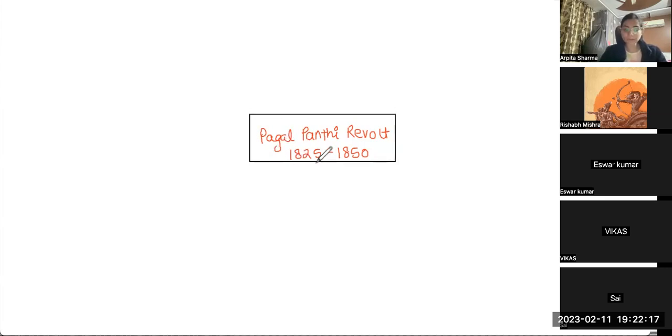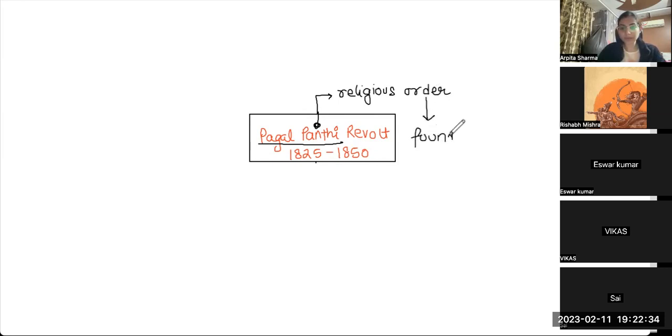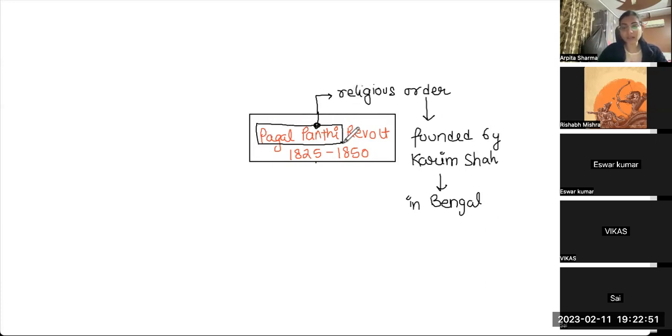Now when we talk about the Pagalpanthi revolt, you will write that Pagalpanthi was a religious order. It was founded by, write it down, Karim Shah, in Bengal. So Pagalpanthi was a religious order which was founded by Karim Shah in Bengal. First point. Now, what was the philosophy of this religious order?